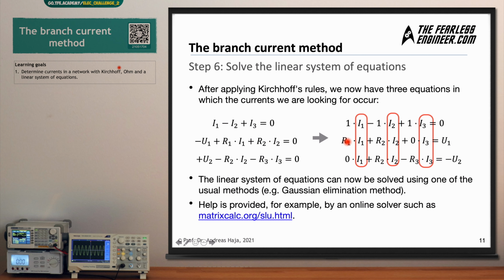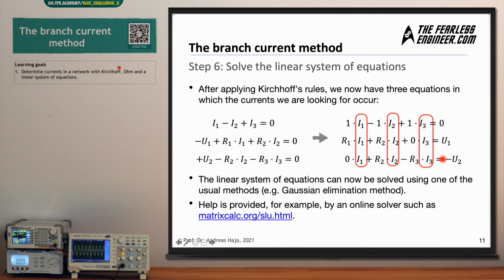I1 also has R1 at the front, I2 has R2, and I3 is not present in this equation here. This is why we factor it in here with a 0 in front, so we can have it in the same standard form as before. And we bring minus U1 to the right side of the equation, which is why it stands here. We are going to do the same for the lower equation here, which gives us this form here.